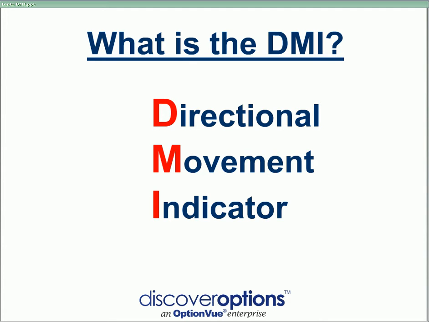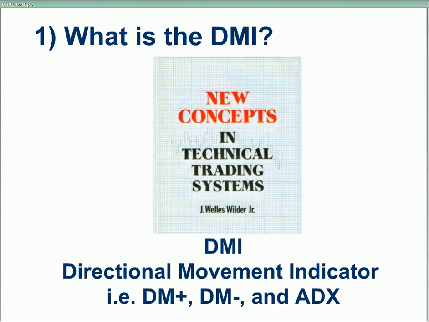DMI stands for Directional Movement Indicator. The title here is the DMI Credit Spread Trading System. The DMI was developed by Welles Wilder in a very important book written in the 1970s called New Concepts in Technical Trading Systems. That book introduced lots of new ideas at the time, which have become main staples for systems in MetaStock and other programs.